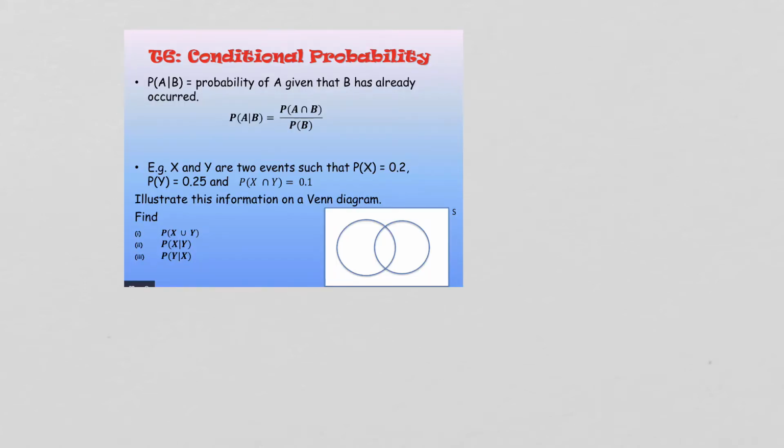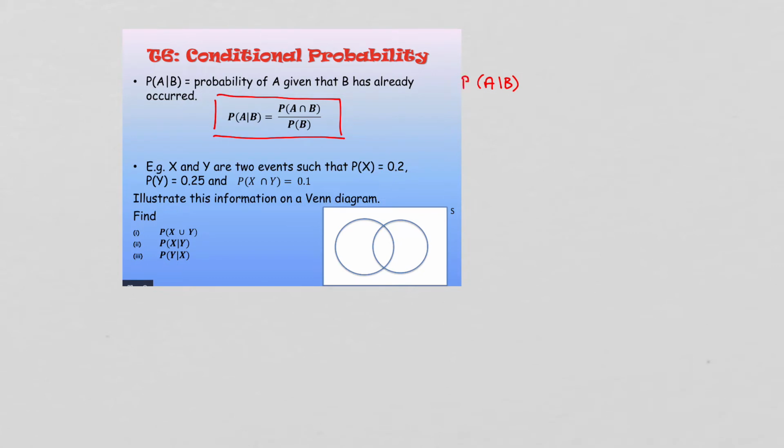So for conditional probability, we say that the probability of A, given that B has already occurred, can be found by getting the probability of A and B occurring over the probability of B occurring. So it's important to note that this A line B is our conditional probability, not to be confused with the probability of A less B. We need to know this off by heart. It is not in our maths tables, so it's something that we have to make a mental note of. And we can be given these questions in various different ways.